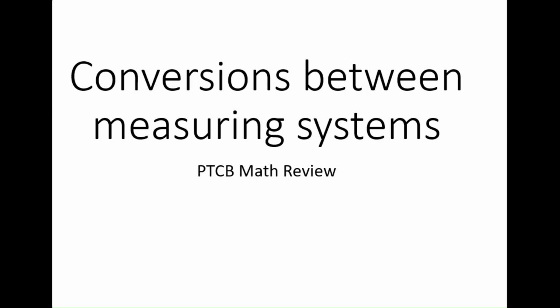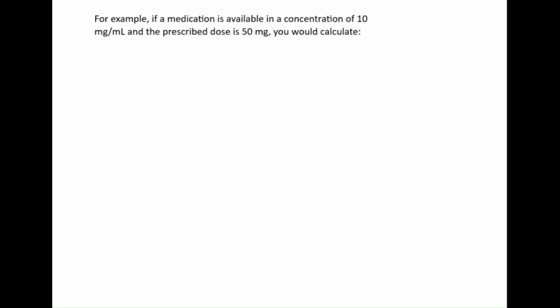Today, we'll be talking about conversions between measuring systems. Okay, we'll start with a problem and we'll figure out 3 ways to solve this problem. All right, so let's go ahead and dive into this first problem, and it reads, for example, if a medication is available in a concentration of 10 milligrams per ml and the prescribed dose is 50 milligrams, you would calculate. So what they want us to figure out is how many milliliters are required for a 50 milligram dose. I'm going to be showing you 3 ways to solve this problem.